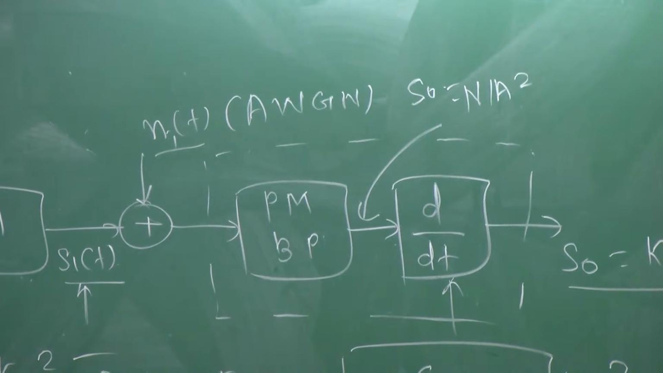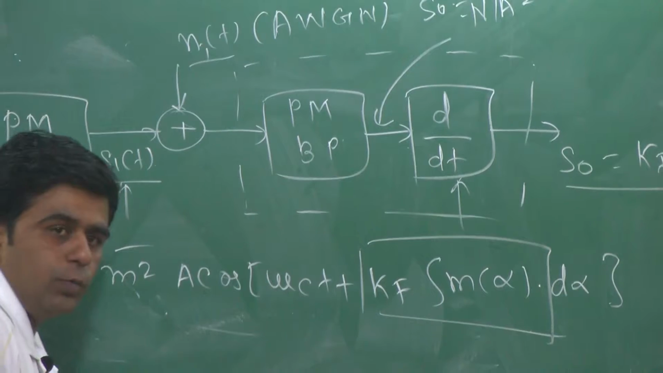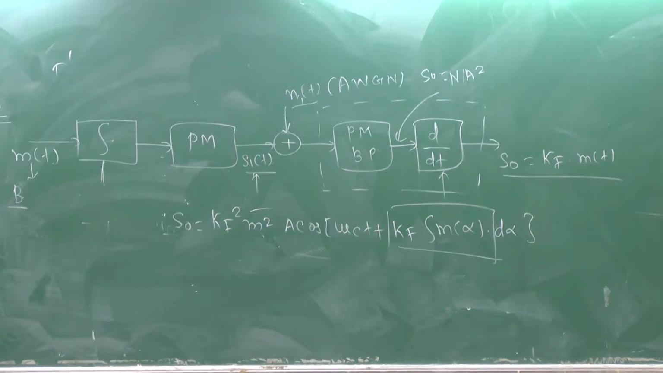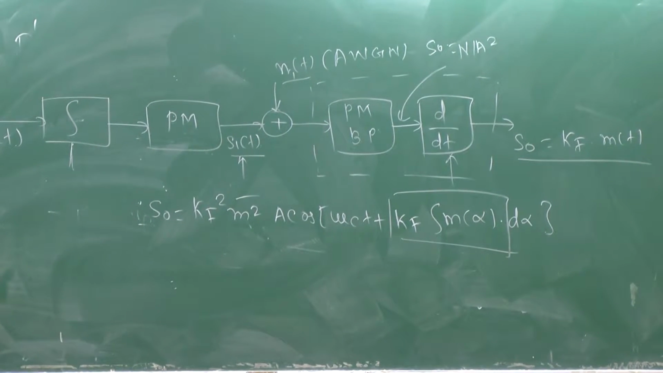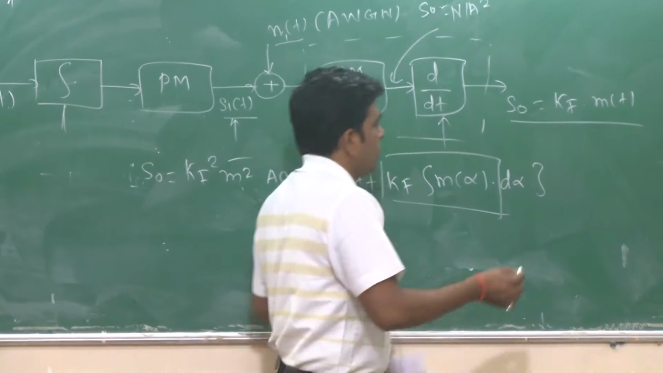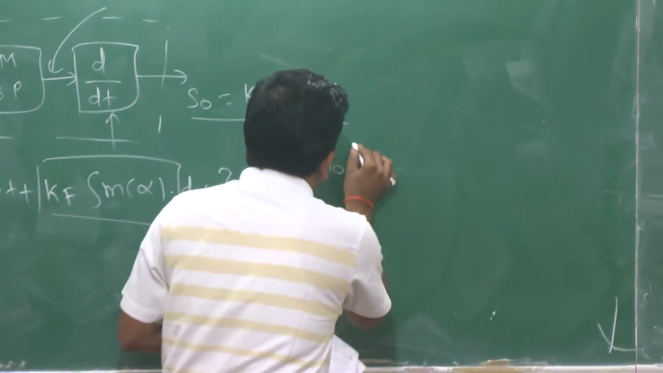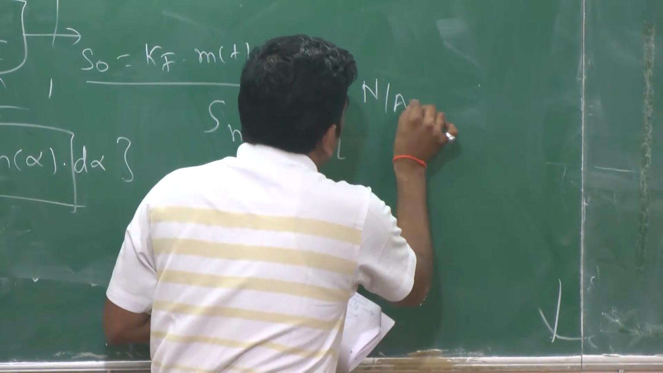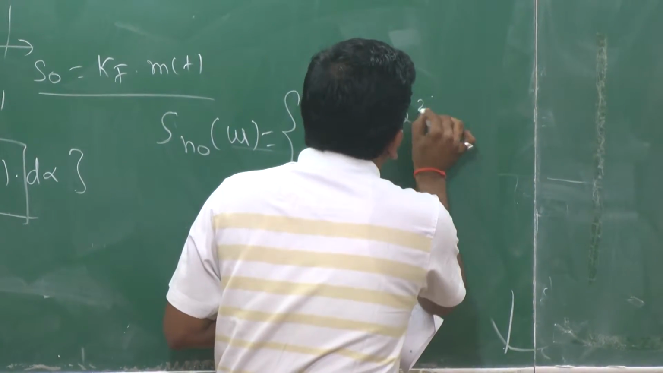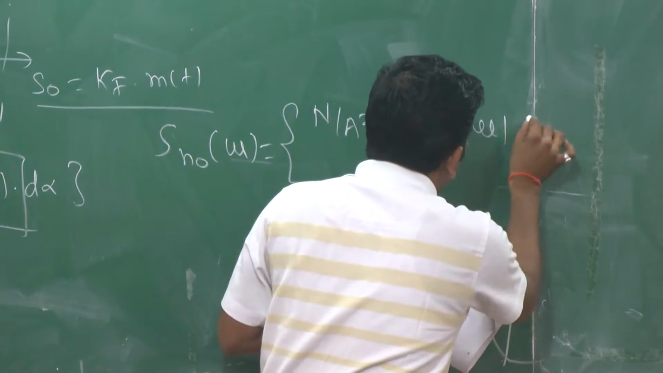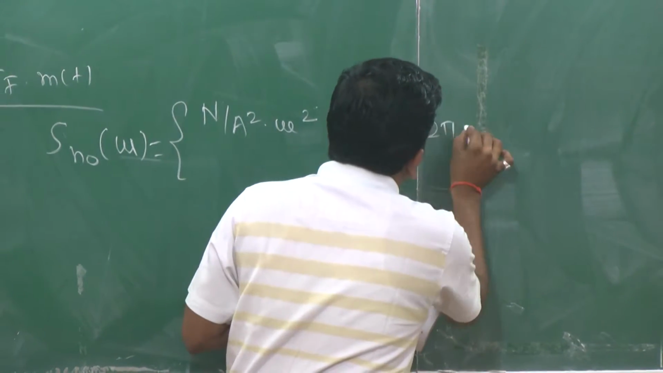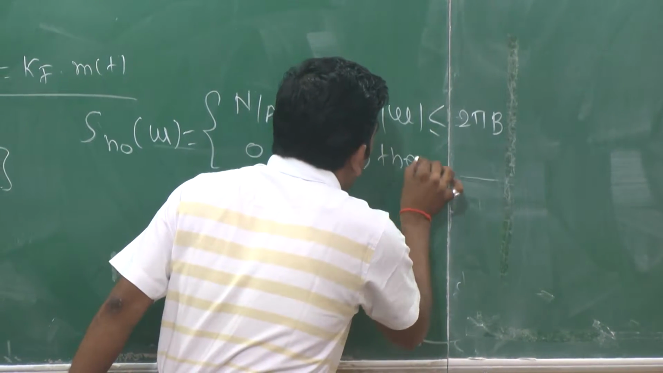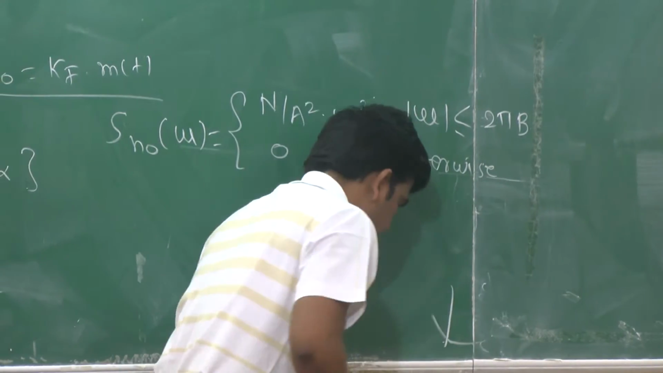Here we are interested to find out the output SNR in terms of input SNR, in terms of bandwidth and all these cases. Here output SNR is given as n by a square into omega square, where omega ranges up to 2 pi B, and 0 otherwise.